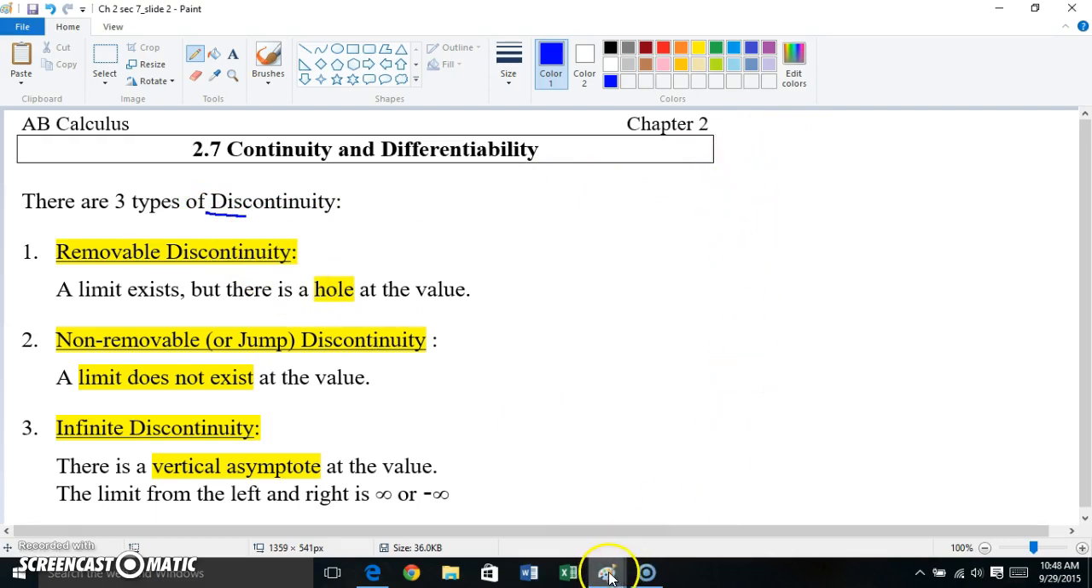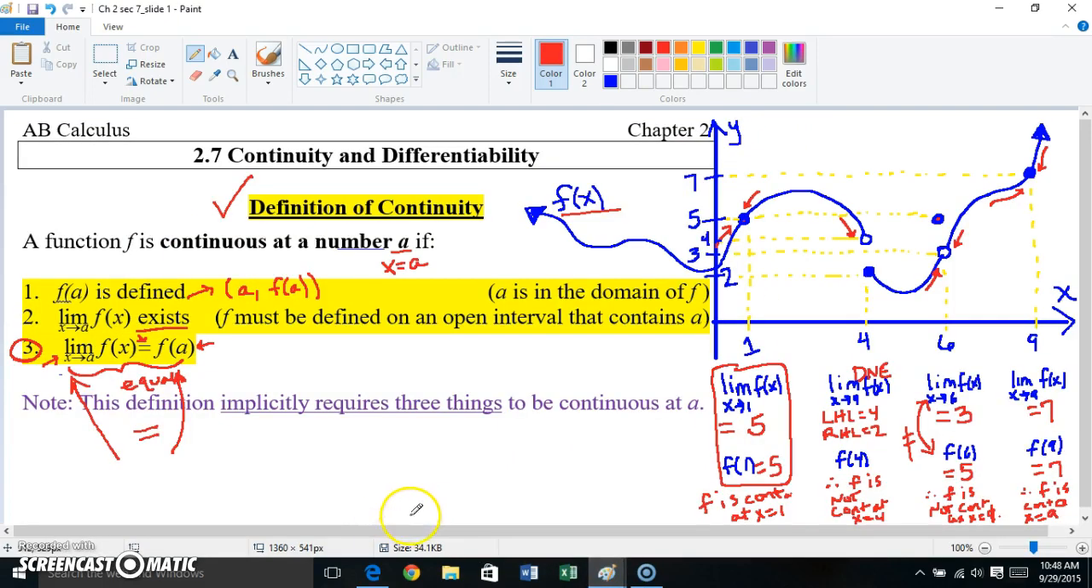So in our last graph, we actually looked at two of the three. Okay. So here is a location where there is discontinuity at x equals 4. There is also discontinuity at x equals 6. We call the discontinuity at x equals 4 a jump.